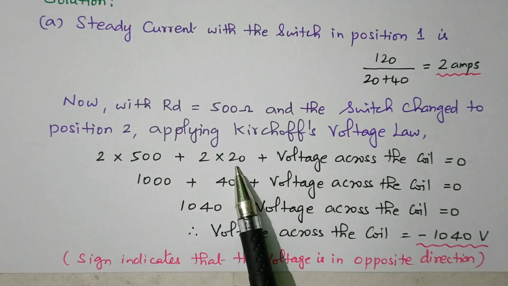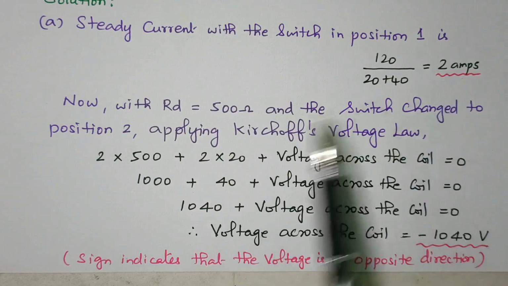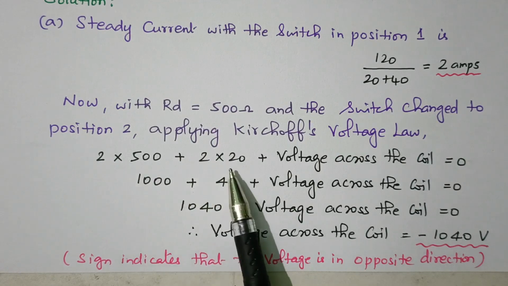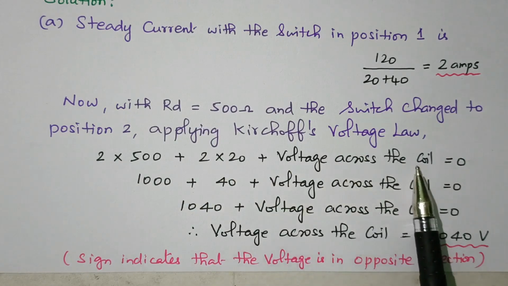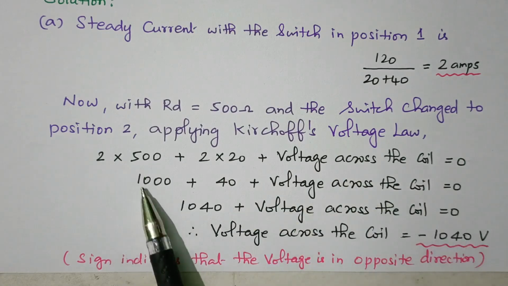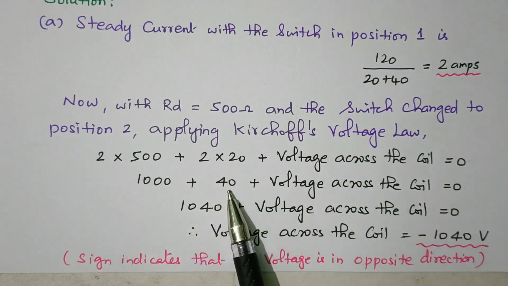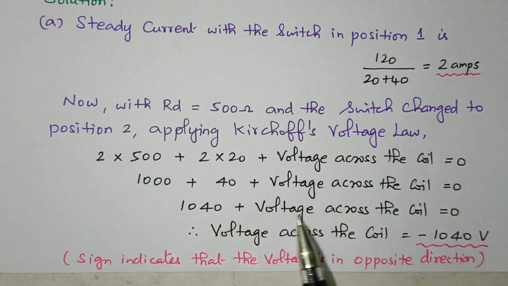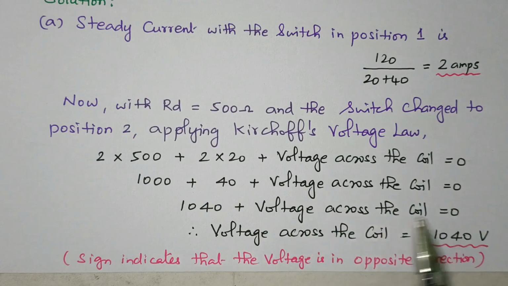Another resistor, 2 into 20. This 2 is nothing but the current, I into R. This is I into RD, and this is I into R. The voltage across the coil we need to find, that is the question. That is equal to 0. So 2 into 500 is 1000, 2 into 20 is 40, plus the voltage across the coil equals 0. So 1040 plus the voltage across the coil equals 0.